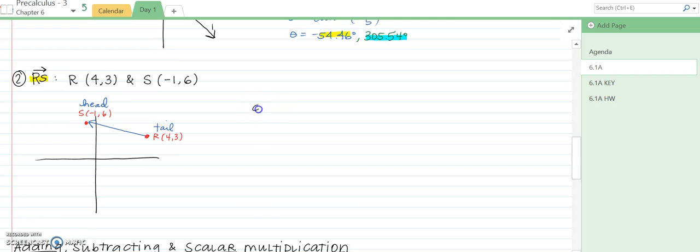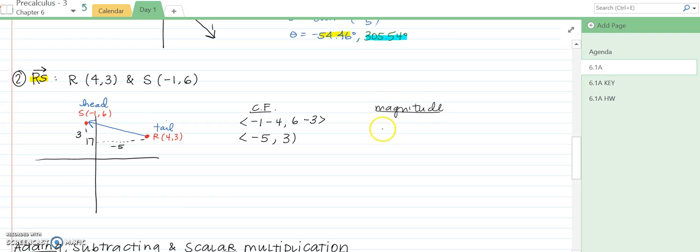So to find the component form, you take the head minus tail, so the horizontal components first, then the vertical, head minus tail. You end up with a component form of -5, 3, which makes sense. You moved back or to the left from 4 to -1, took you 5 steps, and then you moved up from 3 to 6, took you 3 steps.